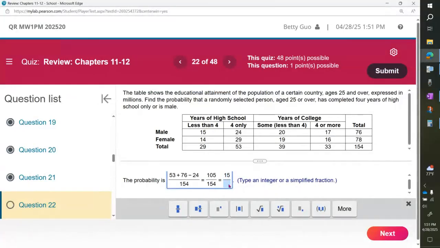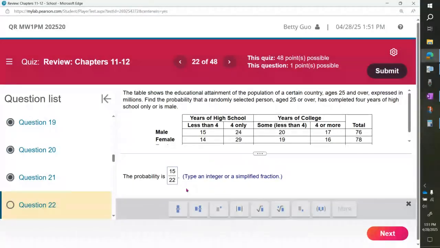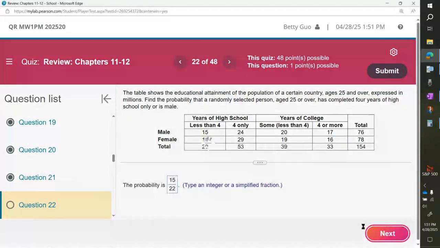15 over 22. This is supposed to be on your scratch paper. Do not leave those in the cell, okay? You only need 15 over 22 in the cell. The rest of the things that I just erased are supposed to be on your scratch paper. So the result is 15 over 22. Type an integer or a simplified fraction, and that's it.